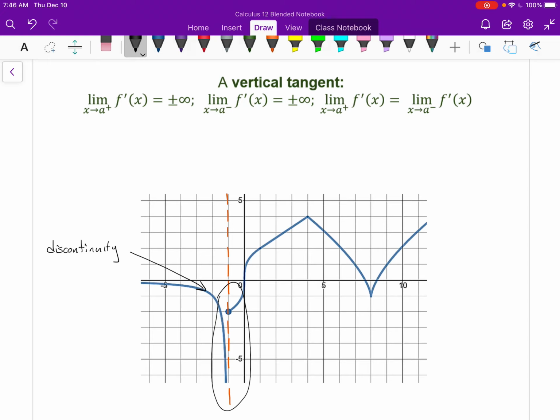Right, the function is defined at -1. Notice at -1 there's a closed point at the coordinates (-1, -2), but the function is not differentiable there. You can't find a slope of a tangent line at that point.